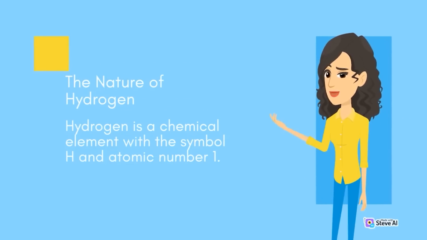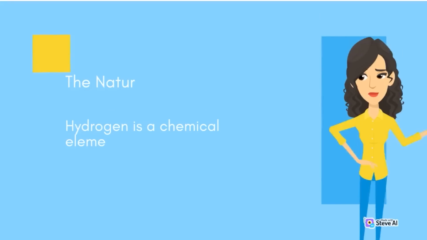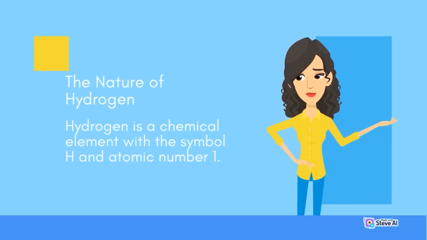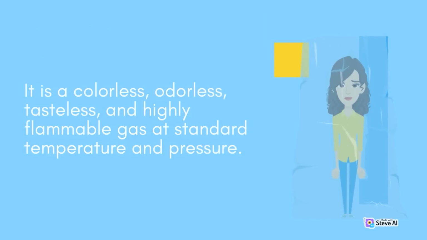The nature of hydrogen. Hydrogen is a chemical element with a symbol H and atomic number 1. It is a colorless, odorless, tasteless, and highly flammable gas at standard temperature and pressure.